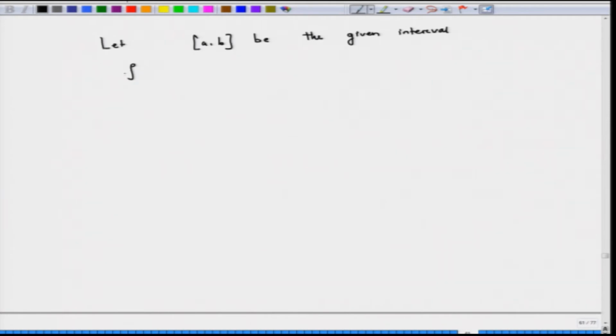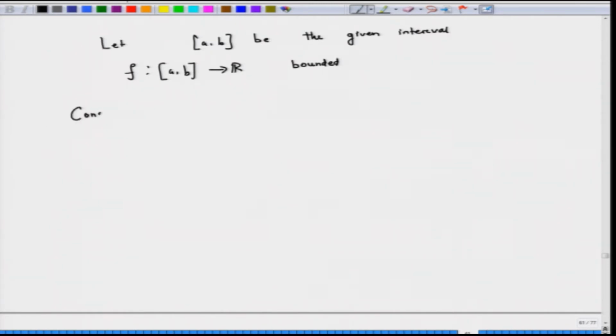And we have a function from [A, B] to R, bounded. These two things are given to us. Okay.